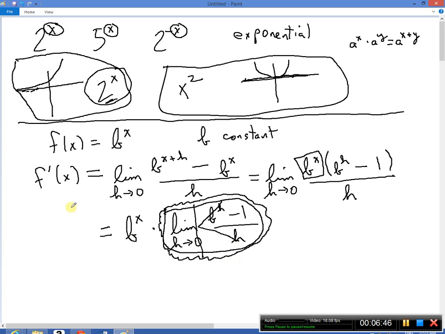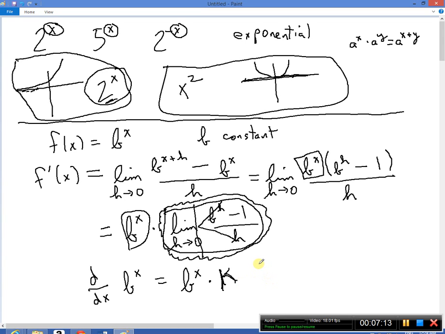But what have we got? The derivative of this exponential function is that exponential function back again times some ugly constant that we can't figure out. So let me summarize that. The derivative with respect to x of b to the x is b to the x back again, back at you, times some constant that I'm not telling you what it is.